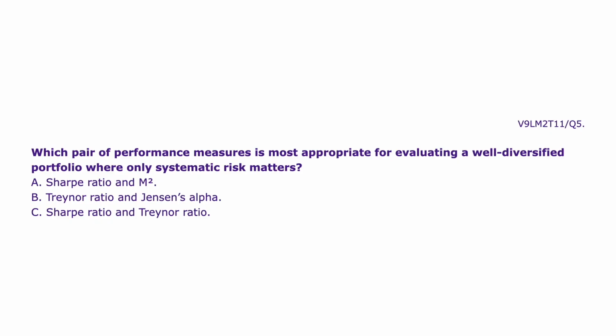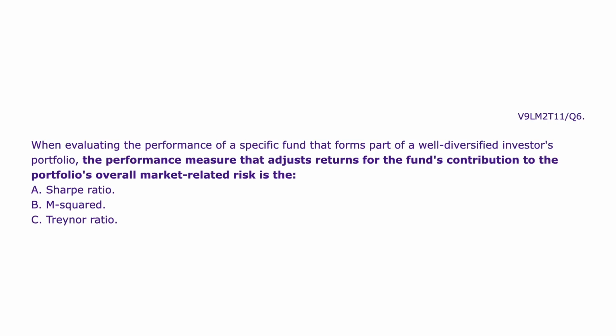Which pair of performance measures is most appropriate for evaluating a well-diversified portfolio where only systematic risk matters? A. Sharpe ratio and M squared. B. Treynor ratio and Jensen's alpha. C. Sharpe ratio and Treynor ratio. When evaluating the performance of a specific fund that forms part of a well-diversified investor's portfolio, the performance measure that adjusts returns for the fund's contribution to the portfolio's overall market-related risk is the A. Sharpe ratio. B. M squared. C. Treynor ratio.